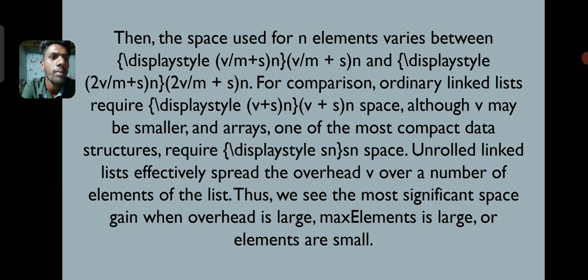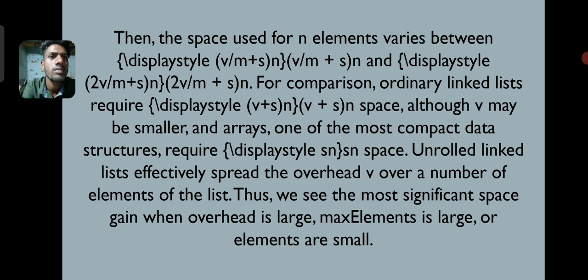One of the most compact data structures, arrays, requires s times n space. Unrolled linked lists effectively spread the overhead v over a number of elements of the list. Thus, we see the most significant space gain when overhead is large, max elements is large, and elements are small.